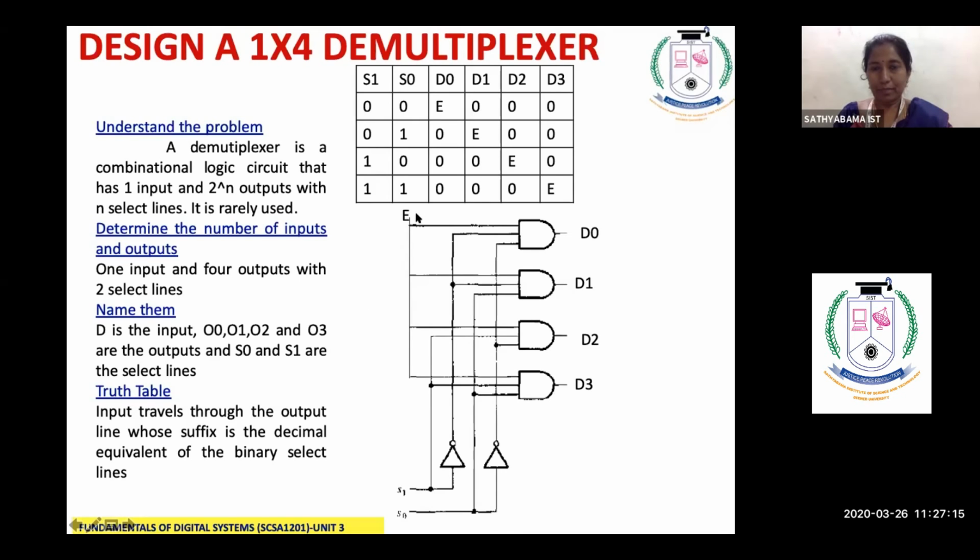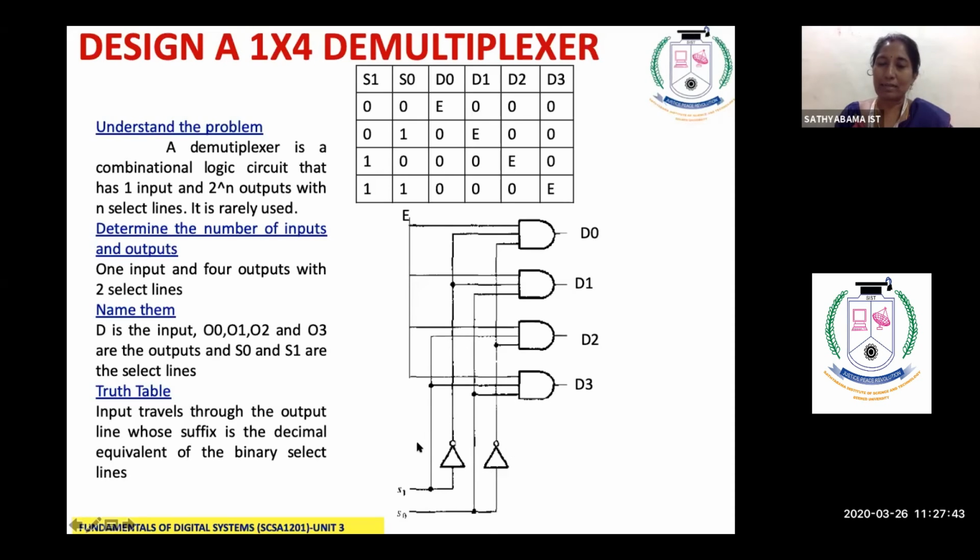Same logic, here you are having only one input. That input has 4 ways to go outside. Which way it has to go, it should decide. So that is the purpose of a demultiplexer. We have 4 options for that demultiplexer. So which way it should go, we have to decide. And again, that decision will be based on what?